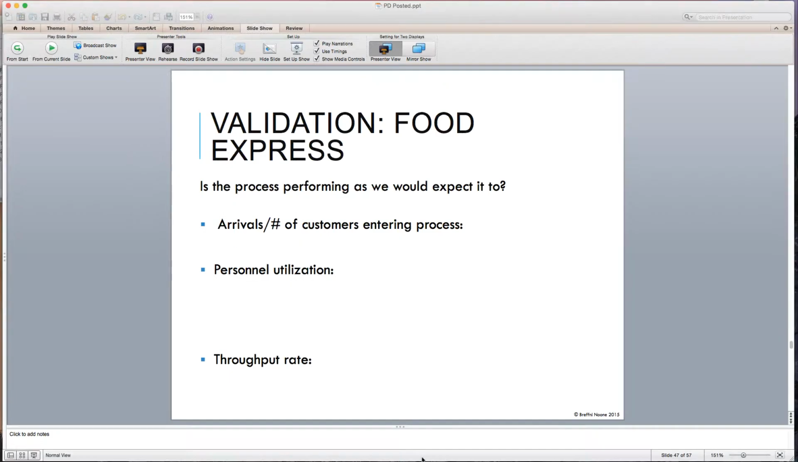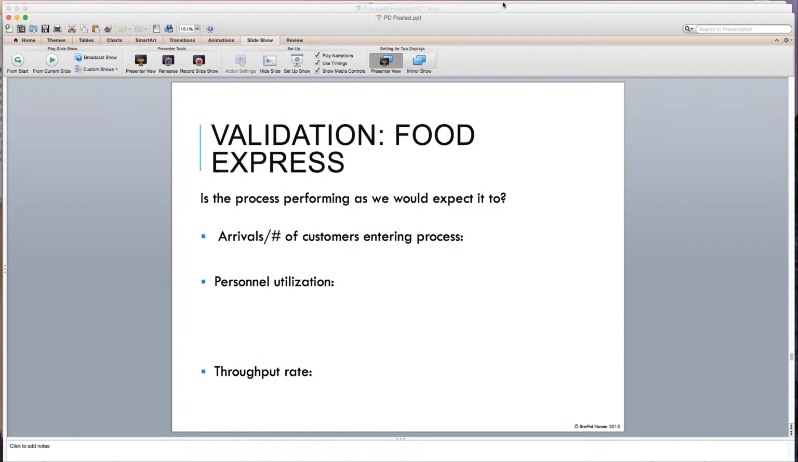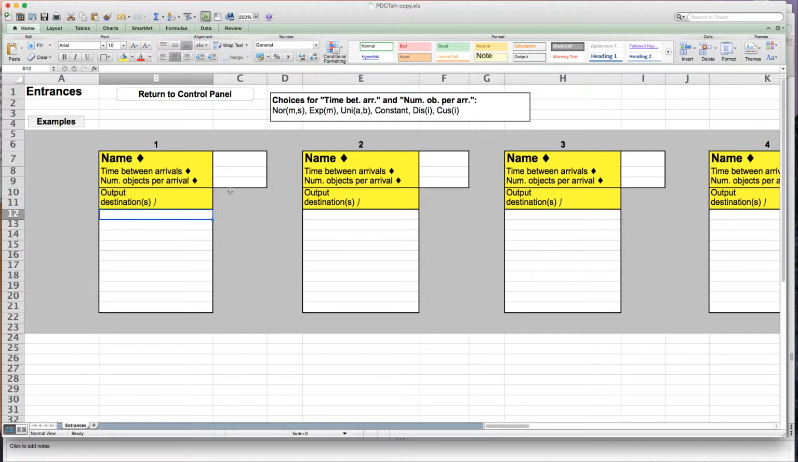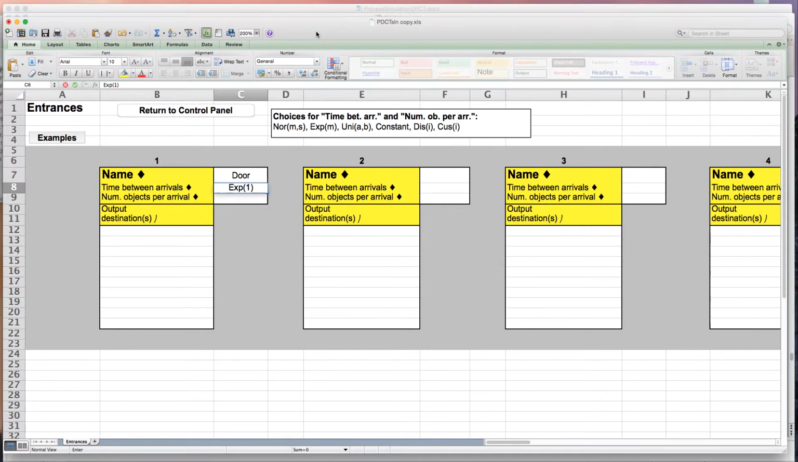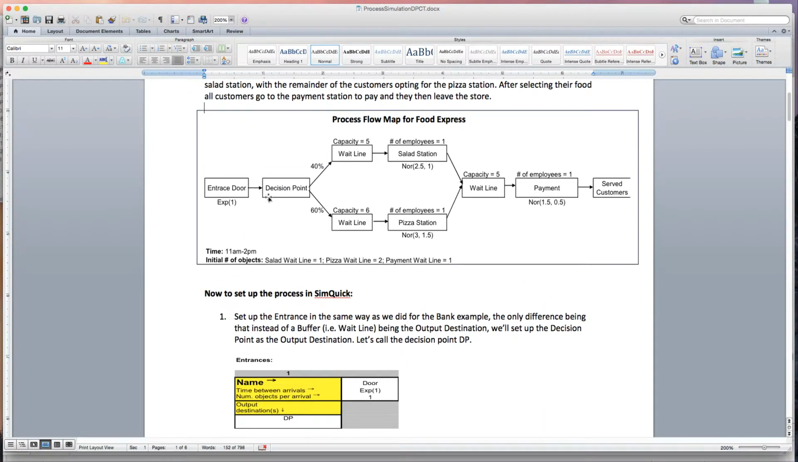So let me switch over to my simulation. This is not what I want. It's hiding back here. There we go. Okay, so I want to go to my entrance first of all. I'm going to call it door. Now, the time between arrivals is exponentially distributed with 1 minute between arrivals. Remember that's what we saw on our process flow map. So an exponential distribution, 1 minute between customers.